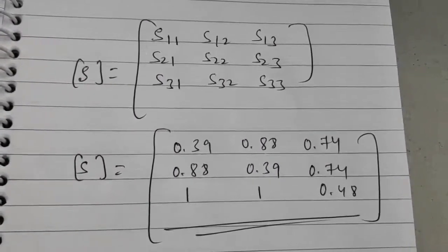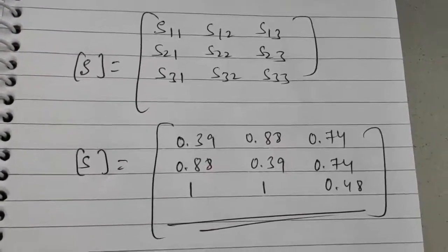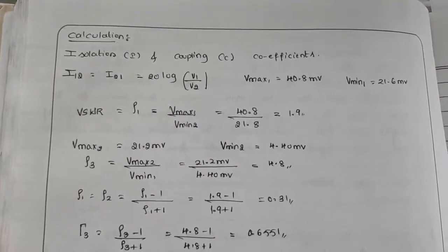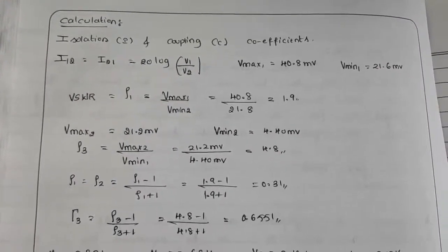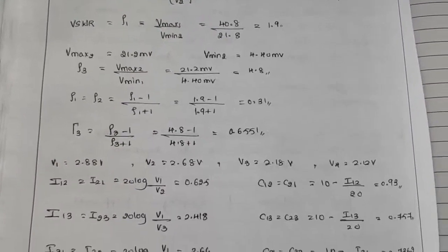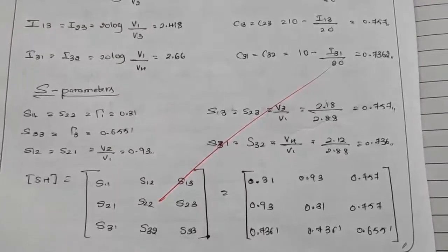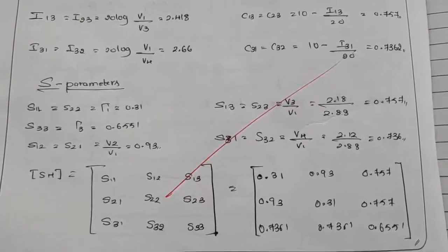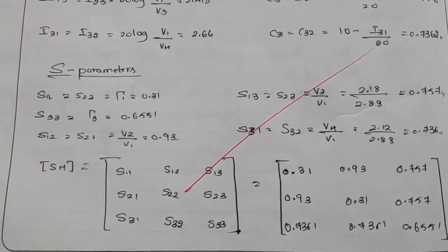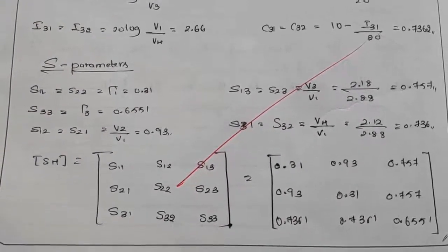Now repeat the same procedure by connecting the H plane T. Take the readings with the H plane T and find the VSWR values, isolation and coupling coefficients, and the reflection coefficients. Then find the S parameters of the H plane T. Thus we have studied both the E plane T and the H plane T, and we know how to find the S parameters of each waveguide T.